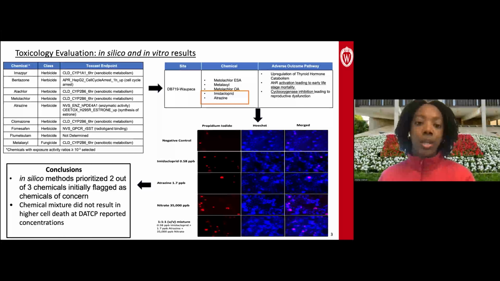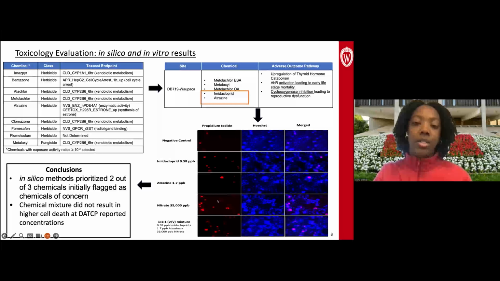At this point, we did make the conscious decision to still focus on our initially screened chemicals, which included nitrate, atrazine, and imidacloprid for our biological assays. Again, just to reiterate, these biological assays included exposure to our 3 chemicals using the CACO2 cell line, again having that double stain of propidium iodide and Hoechst, and then overlaying those 2 on the far right.